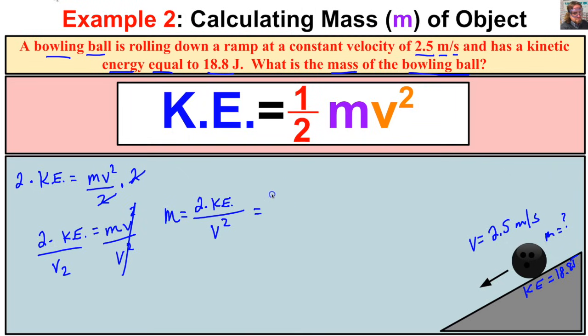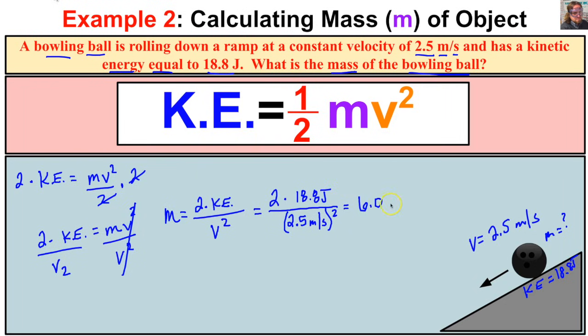So to get the mass, we're going to take 2 times the kinetic energy, which is 18.8 joules. And we're going to divide this by the velocity, which is 2.5 meters per second. But we're going to end up squaring this. And so when we put this in our calculator, we're going to end up with 6.0. If we use the correct number of sig figs here, we have to use 2 sig figs. We have 2 sig figs here and 3 here. Our answer must contain 2.